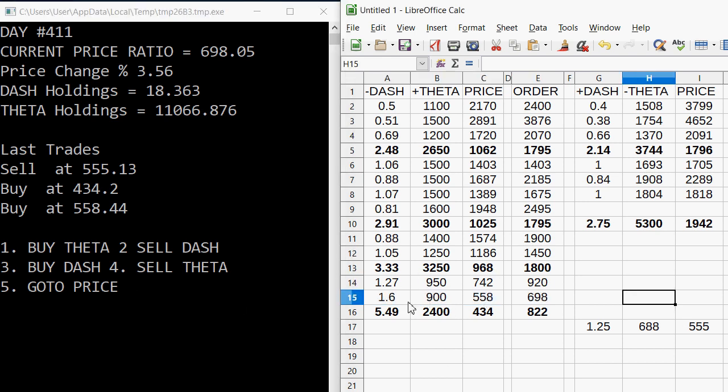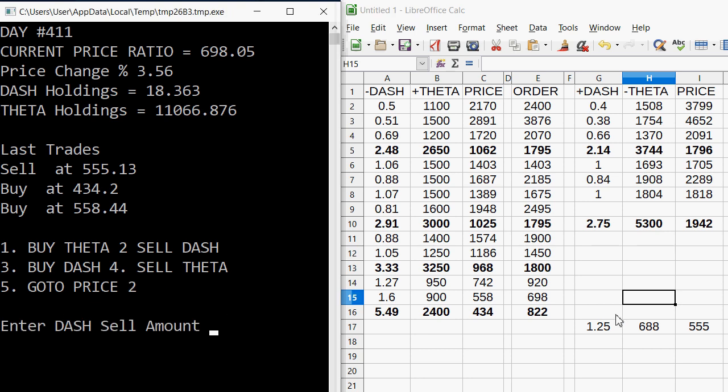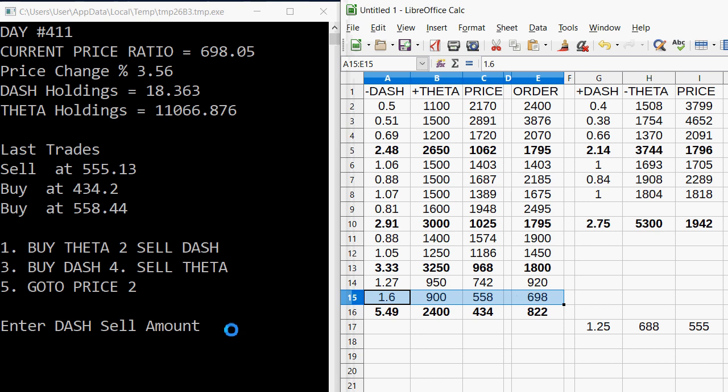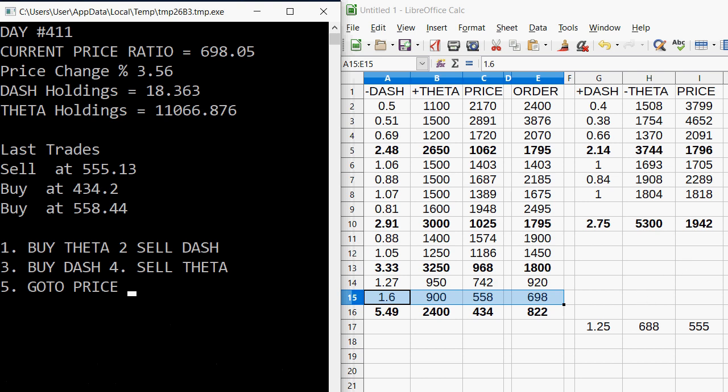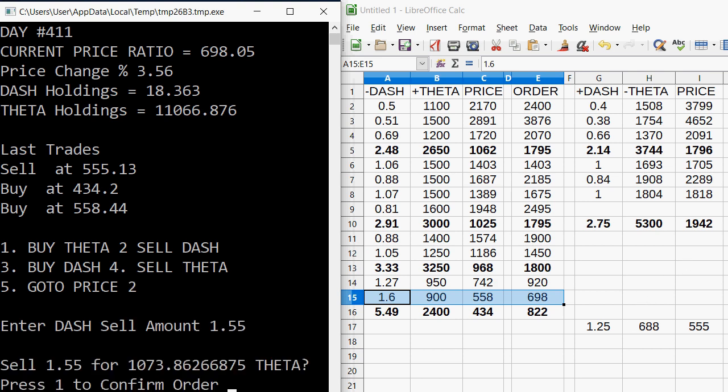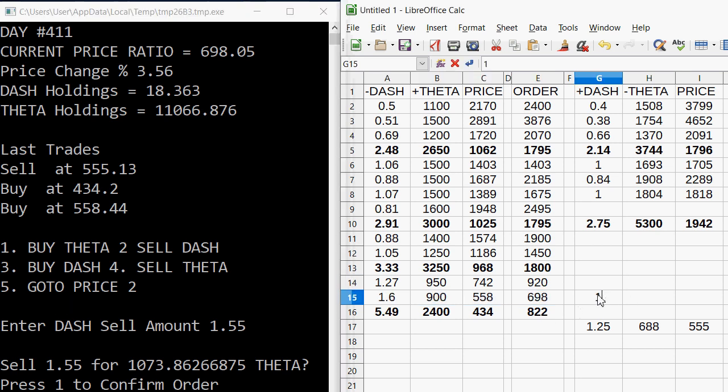So let's complete this transaction here. We're selling some Dash. It was 1.6 on this transaction trade. So if we sell, say, 1.5, that would give us a gain of over 1,000 of the theta. So we could even do maybe sell 1.55 of them. Keep 0.05 Dash that way. So let's now finish off this transaction.